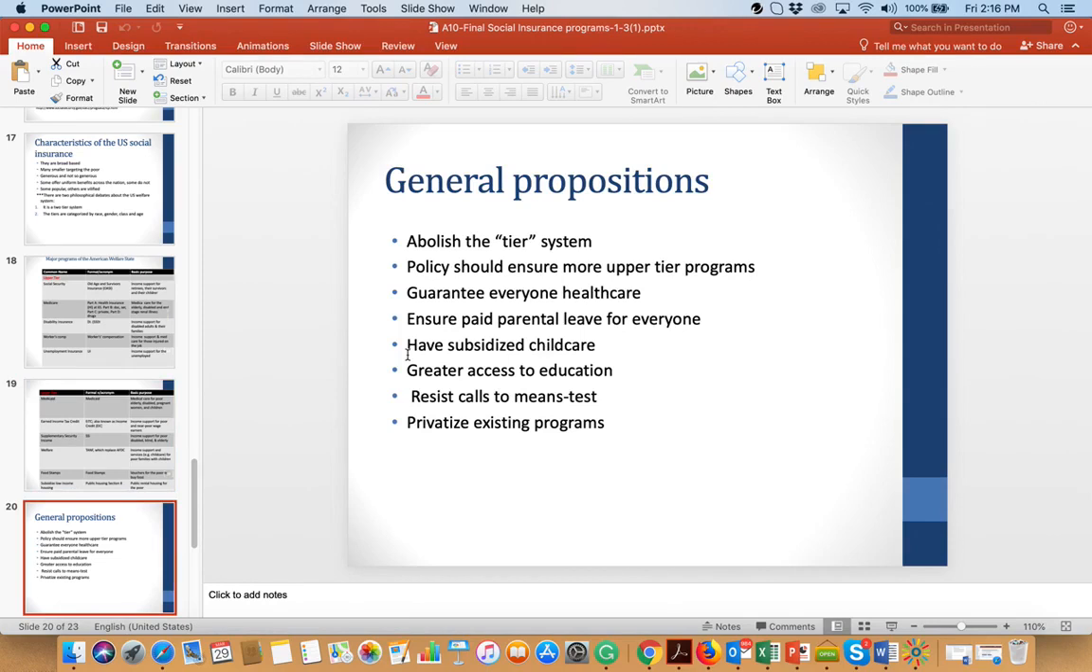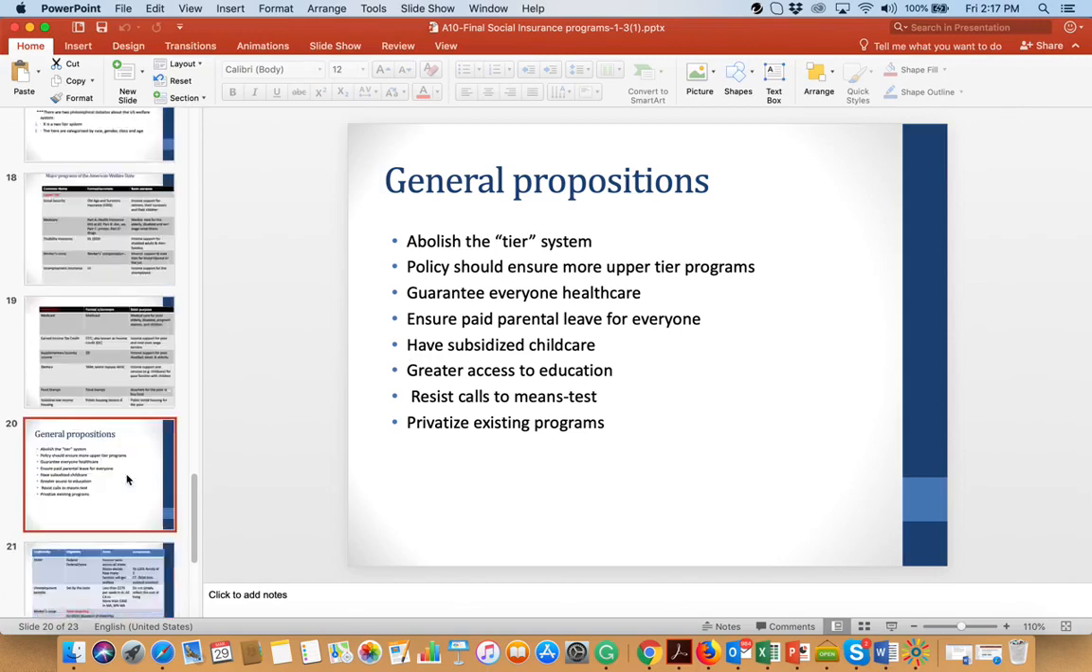That means that the United States should have programs that more or less resemble the upper tier, where we guarantee healthcare for everyone, we ensure that people have parental leave, we have subsidized childcare for all Americans, and all Americans have great access to education. That we should resist means-tested programs, etc., etc.